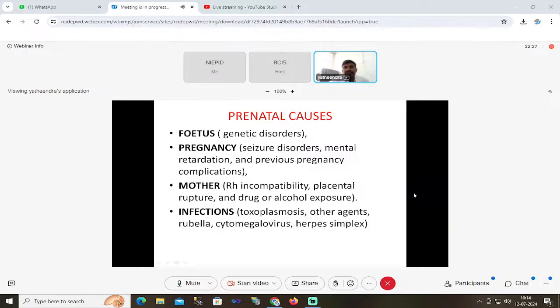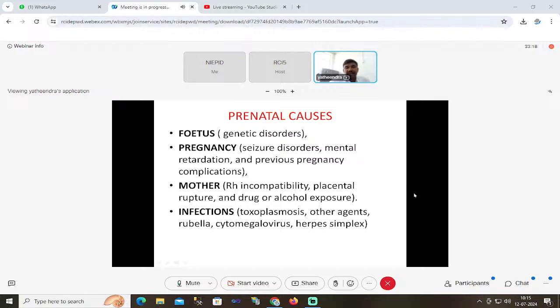If you see the prenatal causes of cerebral palsy, it may be of a number of reasons, particularly with the fetus development, that is because of genetic disorders. Anything genetic influence is also one of the major reasons in the development of cerebral palsy. Then related to the mother's pregnancy: seizure disorders, any mental retardation, previous pregnancy complications, all these need to be considered when you are taking the assessment. Then particularly if the mother has any problems like RH incompatibility, placental rupture, drug or alcohol exposure. You see this commonly with smoking, drug addiction, alcohol consumption. When the mother is having all these types of habits, this may affect the baby. This is one of the causes.